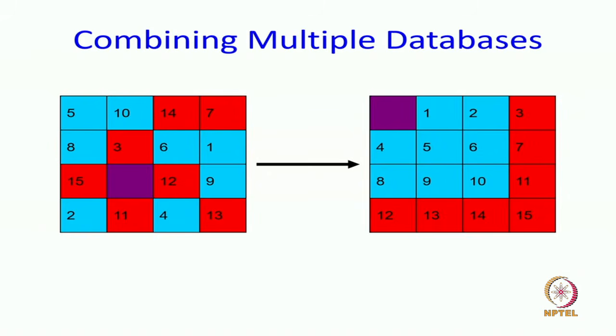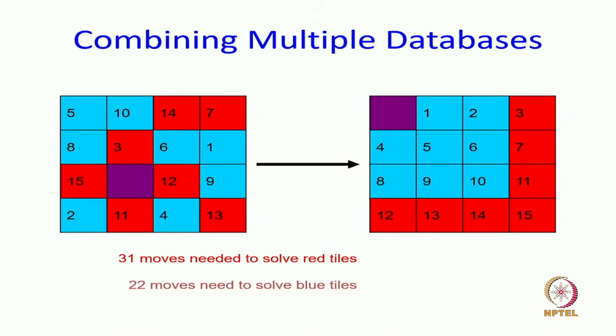Now, once I have created this pattern database, I can not just create one, but I can create many pattern databases. For example, I convert my 8 puzzle problem into 2 sets of tiles, the red tiles and the blue tiles. And I have one pattern database for the 7 red tiles, and I have another pattern database for the 8 blue tiles. And now my red pattern database says 31 moves are needed, and my blue pattern database says 22 moves are needed. So, what will be the overall admissible heuristic?